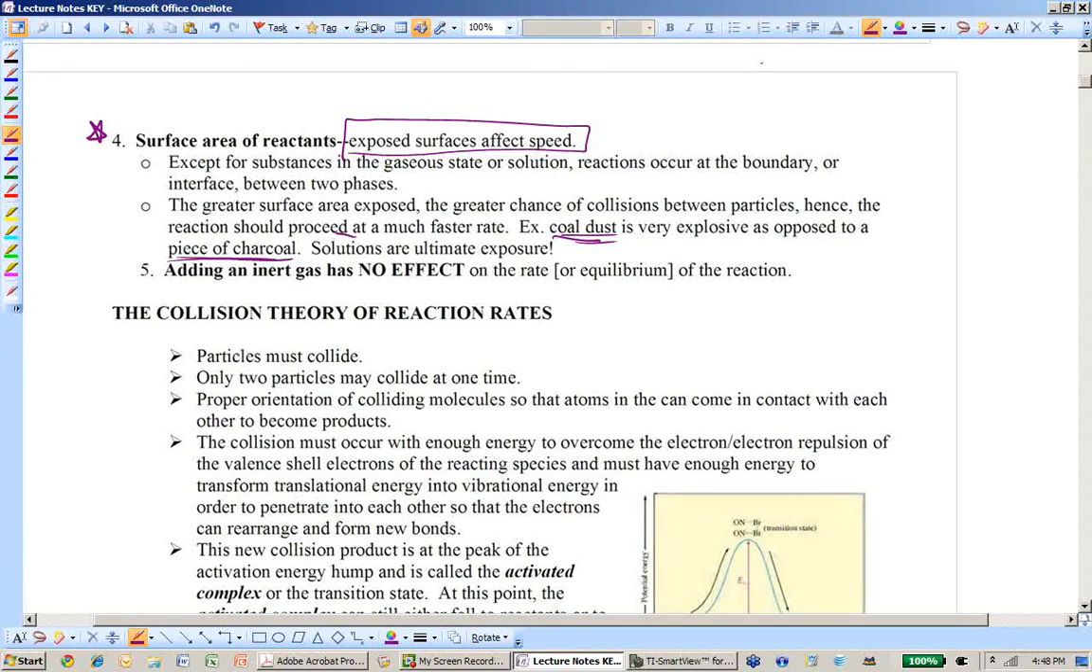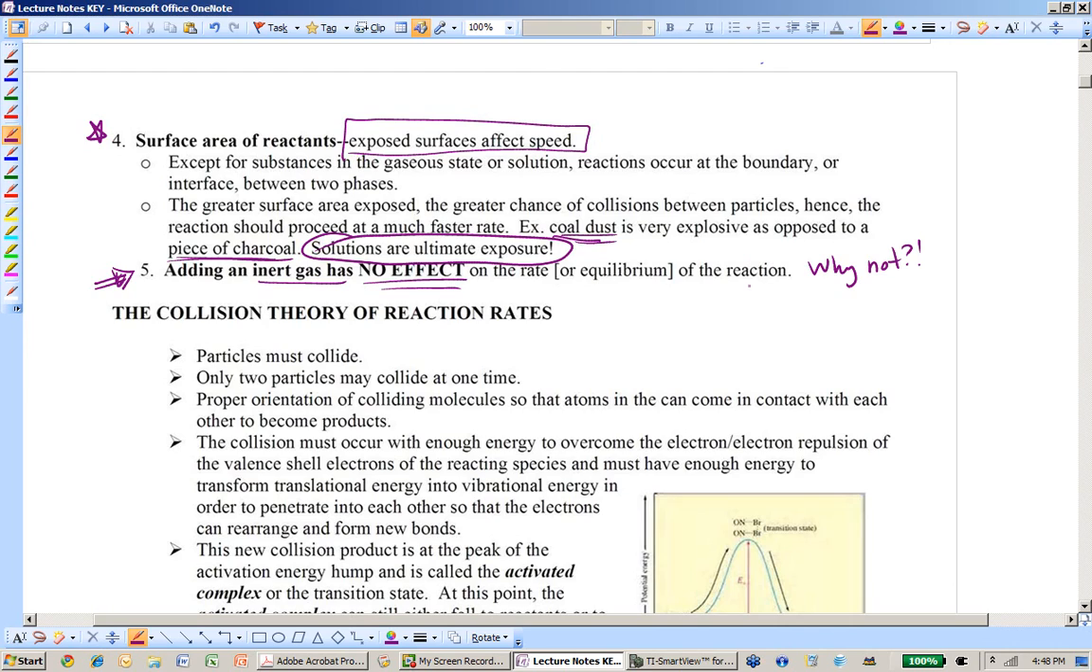But solutions, things that are aqueous, that's what we deal with the most because we get lots of exposure between those molecules or ions floating in that aqueous solution, and they can collide quite readily with each other. And then this is a fave, just a fave of the AP exam. Don't fall for it. If you add an inert gas, there is no effect on the rate or equilibrium of the reaction. Why not? I know you people. Curious sorts, you. Why not?